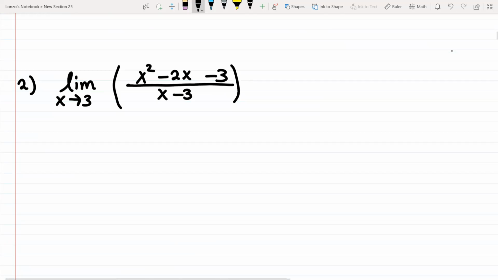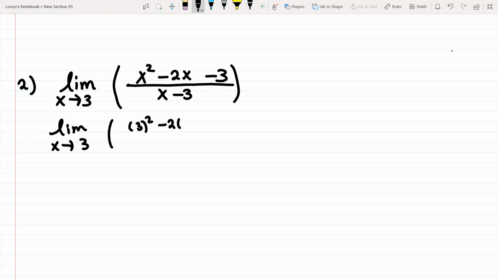Okay, number two, find the limit as x approaches 3 of this rational function, x squared minus 2x minus 3 all over x minus 3. If you immediately plug in 3, it's going to give you 0 over 0. This is going to be 3 squared minus 2 times 3 minus 3 all over 3 minus 3. So that would give you 0 over 0. Okay, so we have a problem.